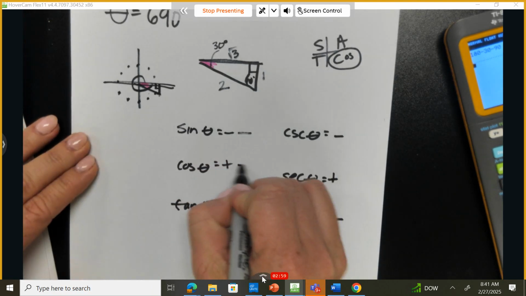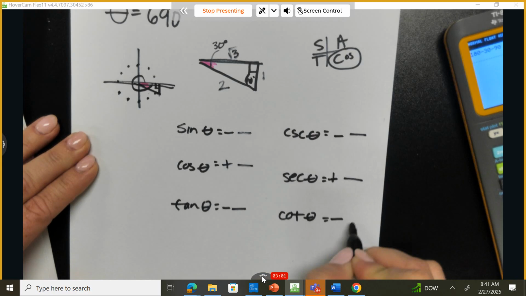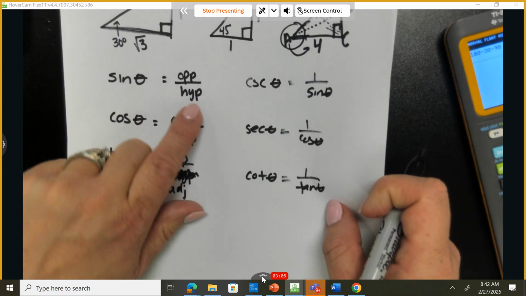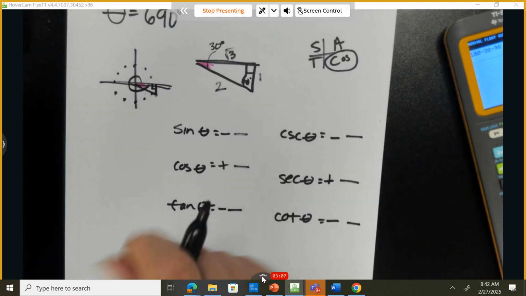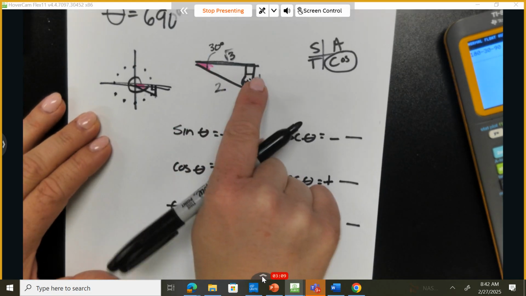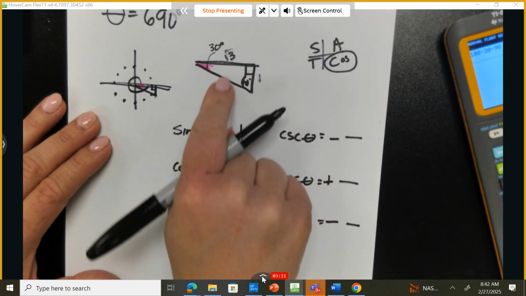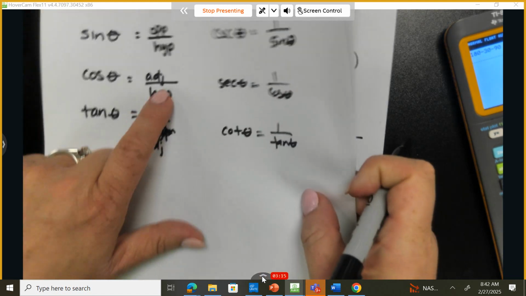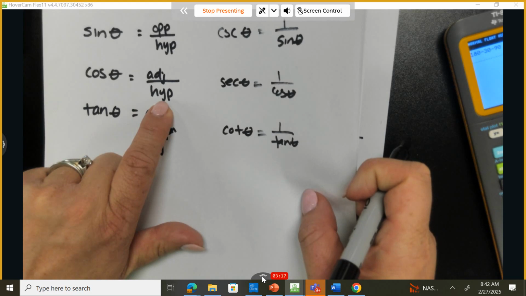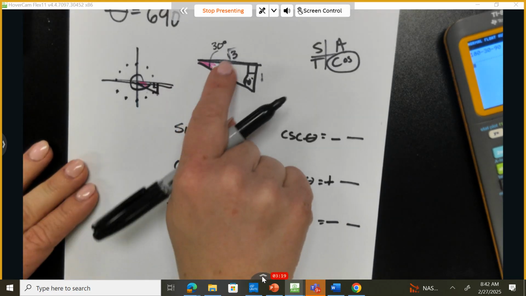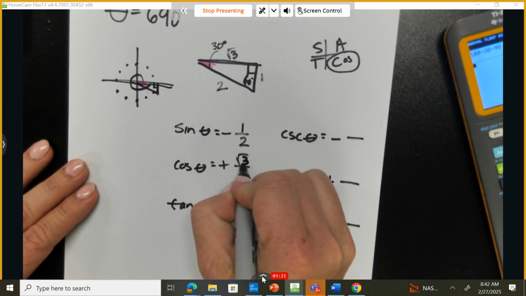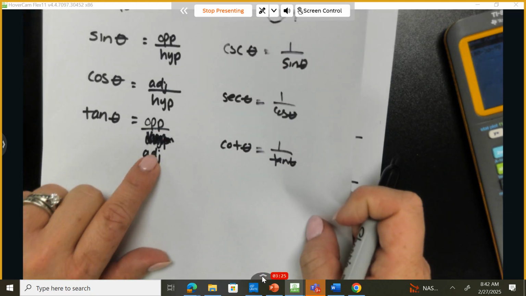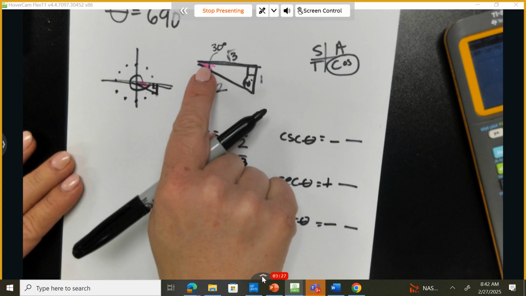I'm going to make my division lines here. The top is going to be opposite for sine. The bottom is going to be hypotenuse. So from this angle, opposite is 1. Hypotenuse, or opposite of 90, is 2. Cosine follows the directions, adjacent over hypotenuse. So from this angle, adjacent is the square root of 3. Hypotenuse is 2. Tangent is opposite over adjacent.